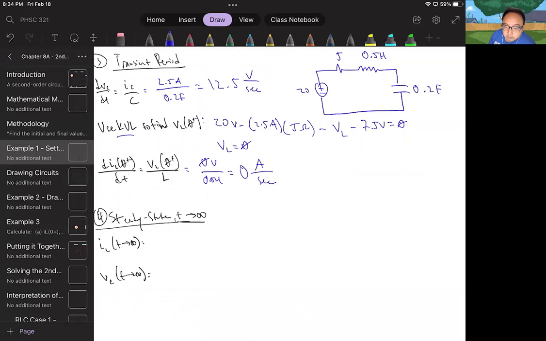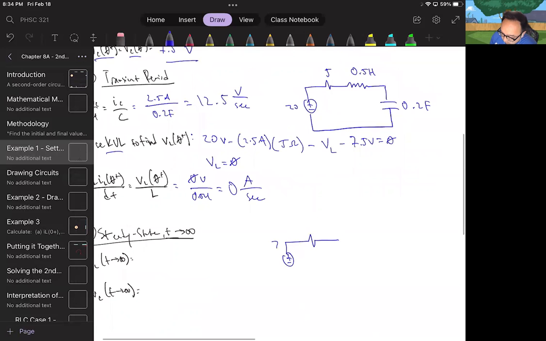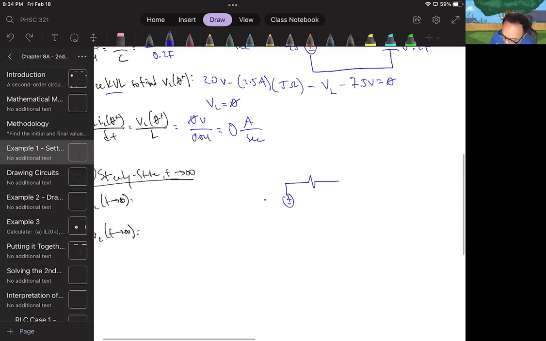Lastly, we have the steady state here. The steady state, so when time goes to infinity, basically the circuit will look like this after a long period of time. So you have your 20 volt source, and then your 5 ohm resistor, and your inductor will act like a straight wire, and your capacitor will be fully saturated, and it'll just be open like so.